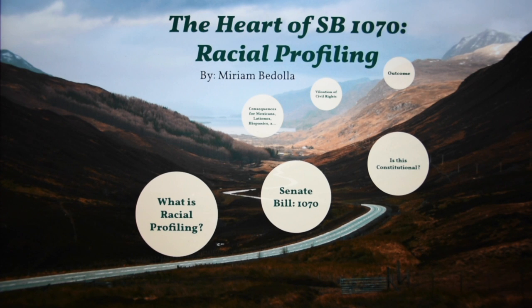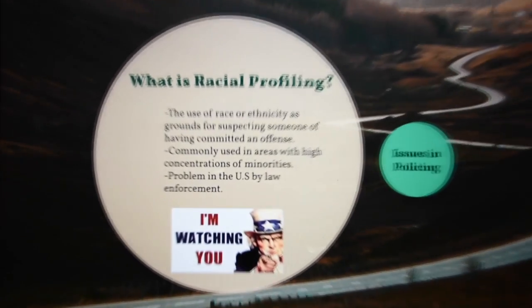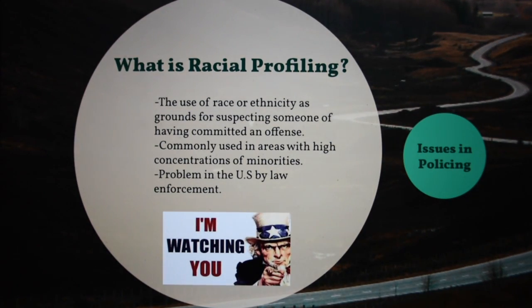This will be a short video explaining some issues this law caused. The heart of SB 1070, racial profiling. What is racial profiling? Racial profiling refers to the targeting of particular individuals by law enforcement authorities based not on their behavior, but rather their personal characteristics. The use of race or ethnicity as grounds for suspecting someone of having committed an offense. This is commonly used in areas with high concentration of minorities, a huge problem in the United States by law enforcement.